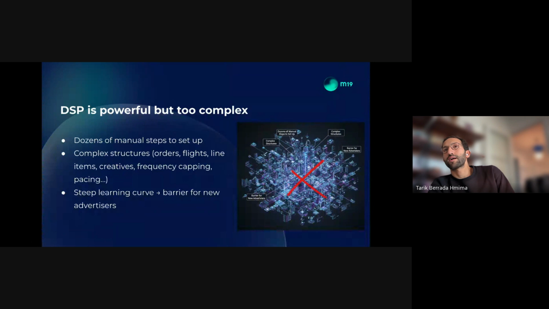There are a lot of steps to have one campaign running on DSP. Here, people that said that they have experience with DSP, I'm pretty sure they can relate to the pain of at least, I don't know, 10 to 15 steps before having a strong DSP campaign created. The structure is also complex. You need to create orders, flights, line items, creatives, and set a lot of parameters: frequency capping, pacing, etc. It's a massive structure that needs to be created before having the first impression displayed.